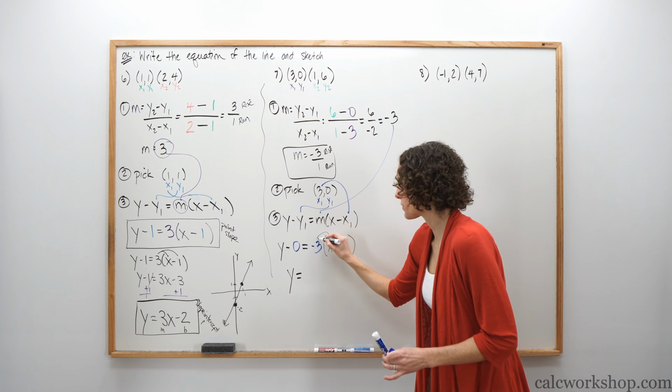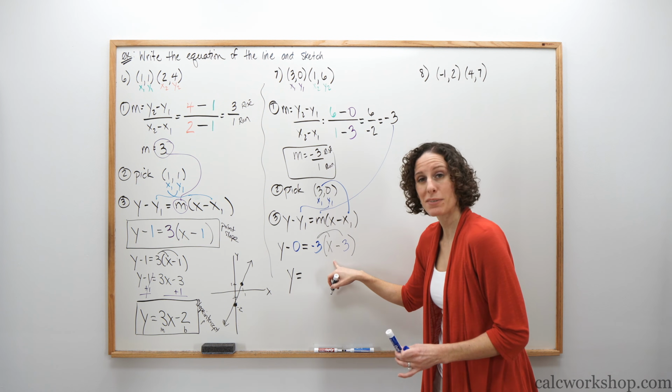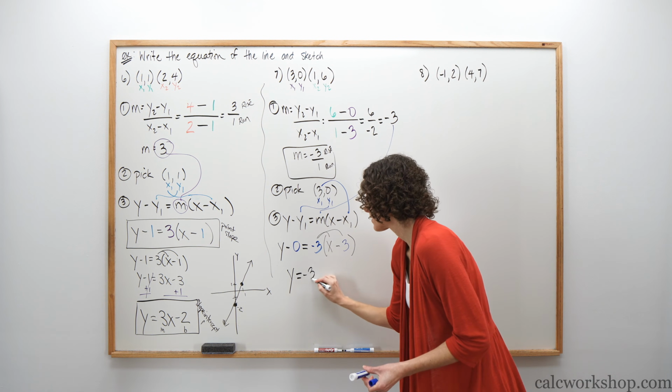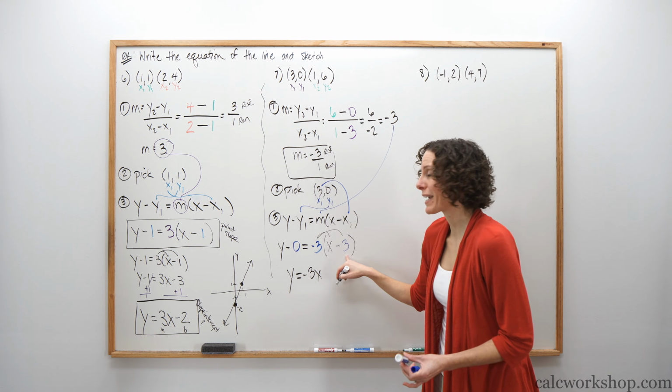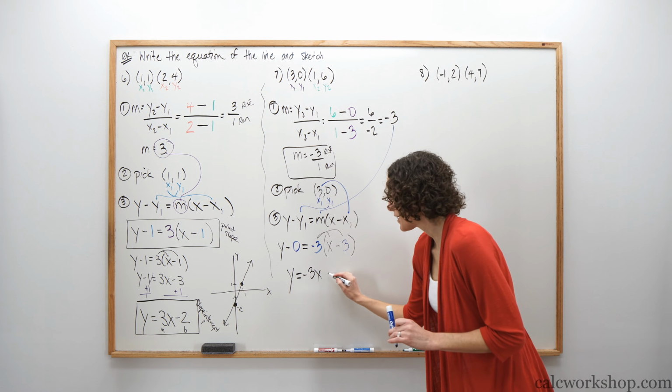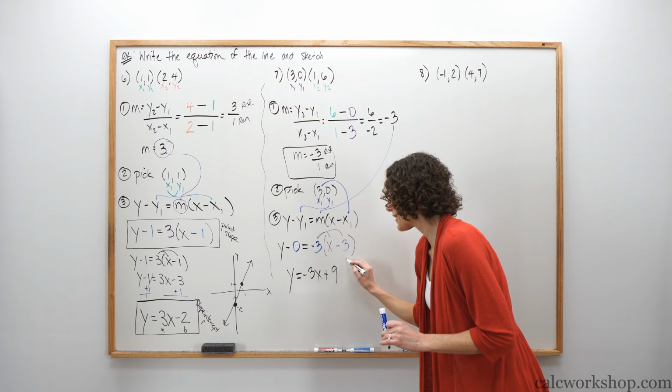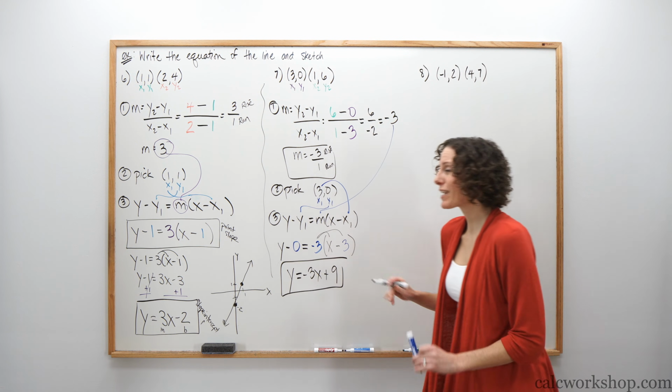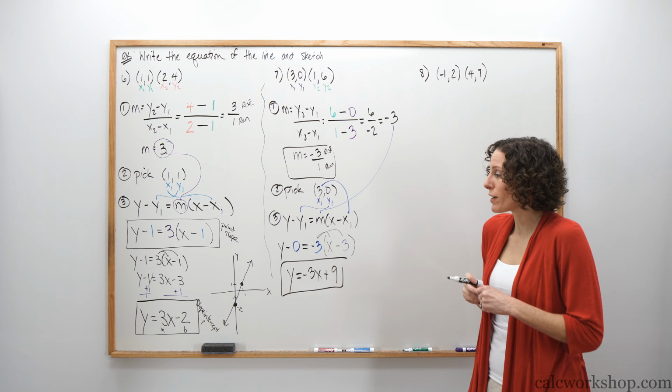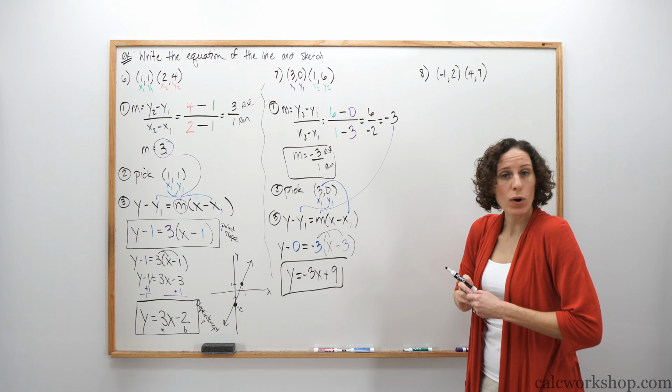Well, let's go ahead and distribute. Negative 3 times x is negative 3x. Negative 3 times negative 3, two negatives make a positive, and we'll say 3 times 3 is 9. This is the equation of the line. You get the same exact equation if you used the second point, 1, 6.